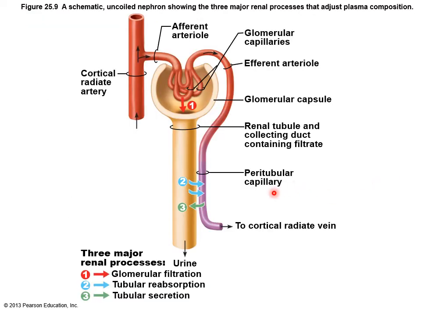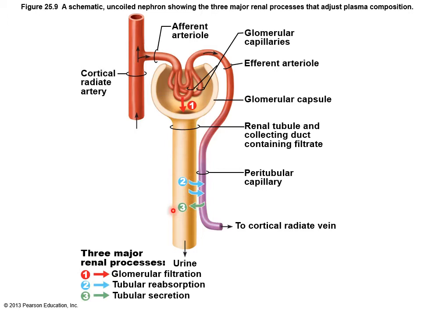So here's a look at just a really short little cartoon picture of the three processes. There's the capsule, also called Bowman's capsule. Some places call it Bowman's, but it's the glomerular capsule here. So cortical radiate artery, afferent arteriole coming in, efferent going out. And that's filtration. And that's at the glomerulus. That's step one. Step two is, here's your filtrate.